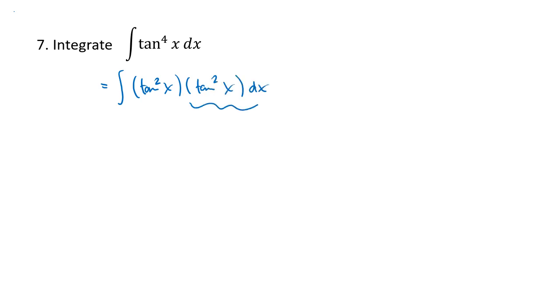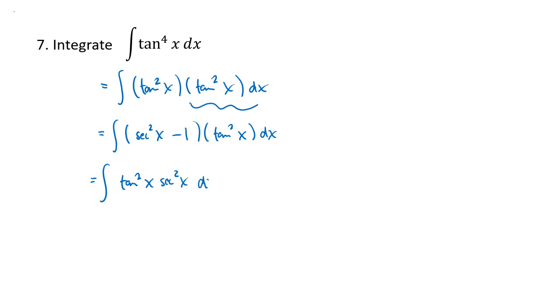But unfortunately, tangent squared isn't really the derivative of anything useful, and so we're not going to be able to just do a simple substitution here. But we are going to rewrite one of these tangent squareds as secant squared minus 1, if I just subtract 1 from both sides of that identity. And now if we break this up into two separate integrals, we've got secant squared times tangent squared, which I'm going to rewrite in this order, tangent squared times secant squared, minus just the integral of tangent squared.